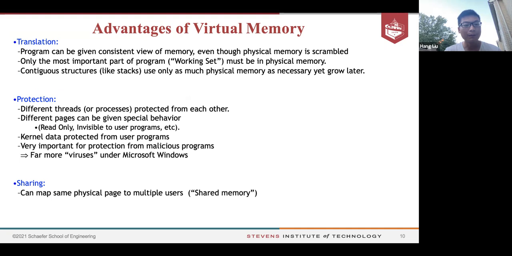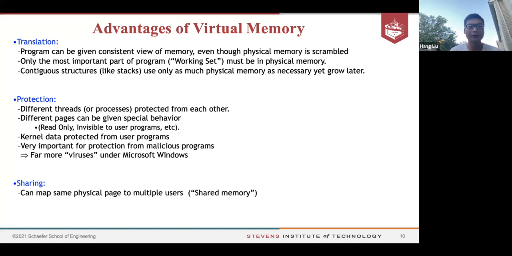First, a program can be given a consistent view of memory, even though physical memory is scrambled. You see a continuous range of 4 GB, but actually this 4 GB might be scattered in different places, like 10 megabytes here, 100 megabytes there, and maybe 1 GB here. They are at different physical locations, but you see the illusion that the entire 4 GB is continuous. So this is a consistent view of memory, even though physical memory is scrambled.